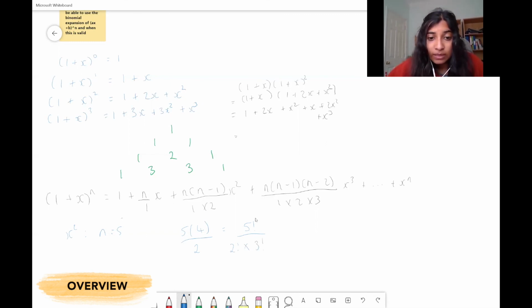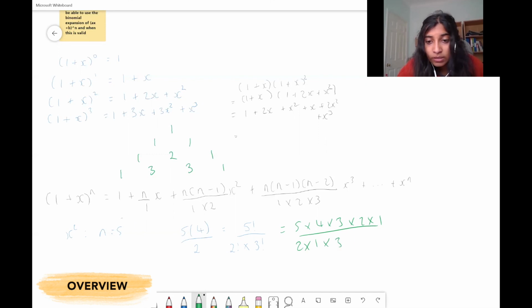So if you think about it, if we were just to expand this, you'd get 5 times 4 times 3 times 2 times 1 over 2 times 1 times 3 times 2 times 1. So then if we were just to cancel these three terms, you'd just be left with 5 times 4 over 2. We had this expression, and when you plugged in the numbers, that's just the same as 5 factorial over 2 factorial times 3 factorial.